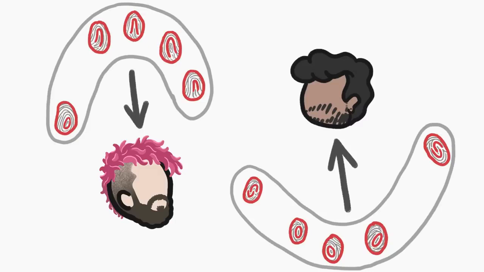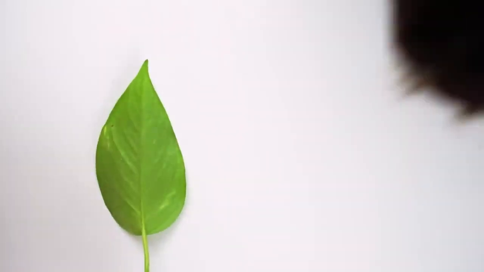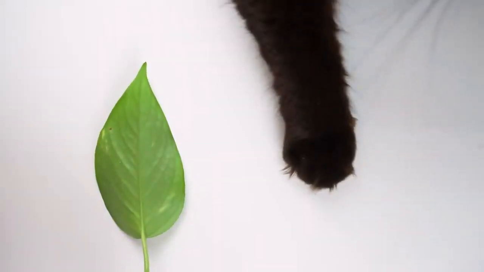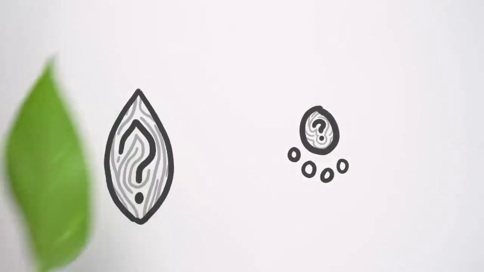Thanks to tiny differences in the swirls and whorls of humans' fingerprints, it's possible to identify the specific person a set of fingerprints belongs to. And we can do something similar with the various species of plants and animals out there, even though most of them don't actually have fingers.